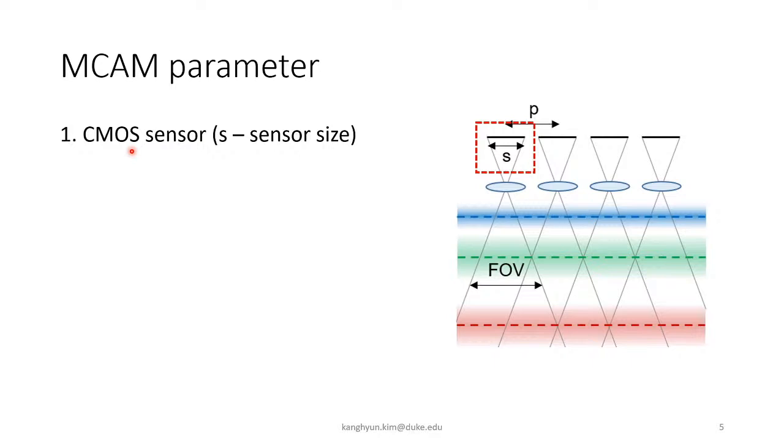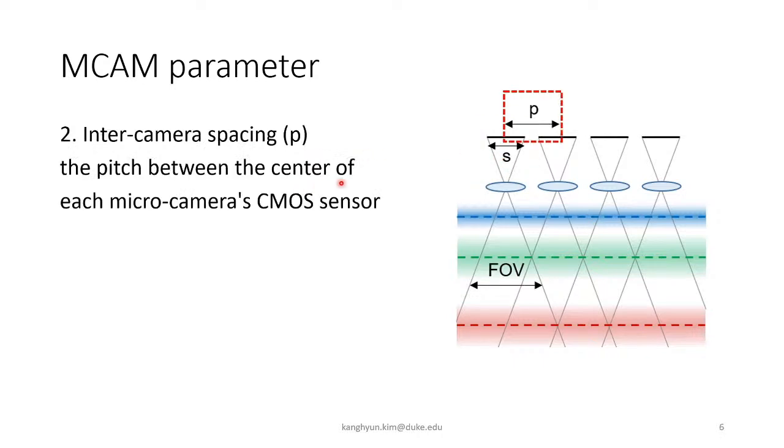We will begin with the initial assumption that all microcameras within the planar array are identical and will be arranged in a uniform grid. The first important parameter is the choice of the digital CMOS sensor to use. A good choice is 10 to 20 megapixel sensors with a small pixel size for better resolution. Here I will define the sensor size as S. The second parameter to select is the inter-camera spacing P, which defines the pitch between the center of each microcamera's CMOS sensor.